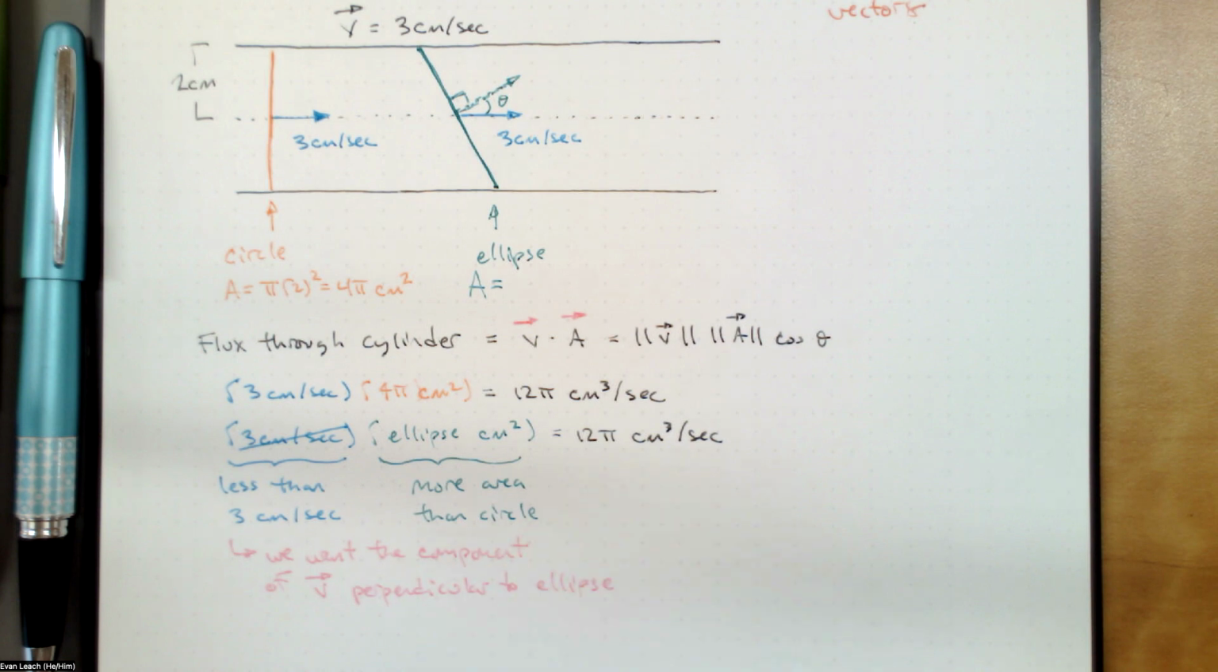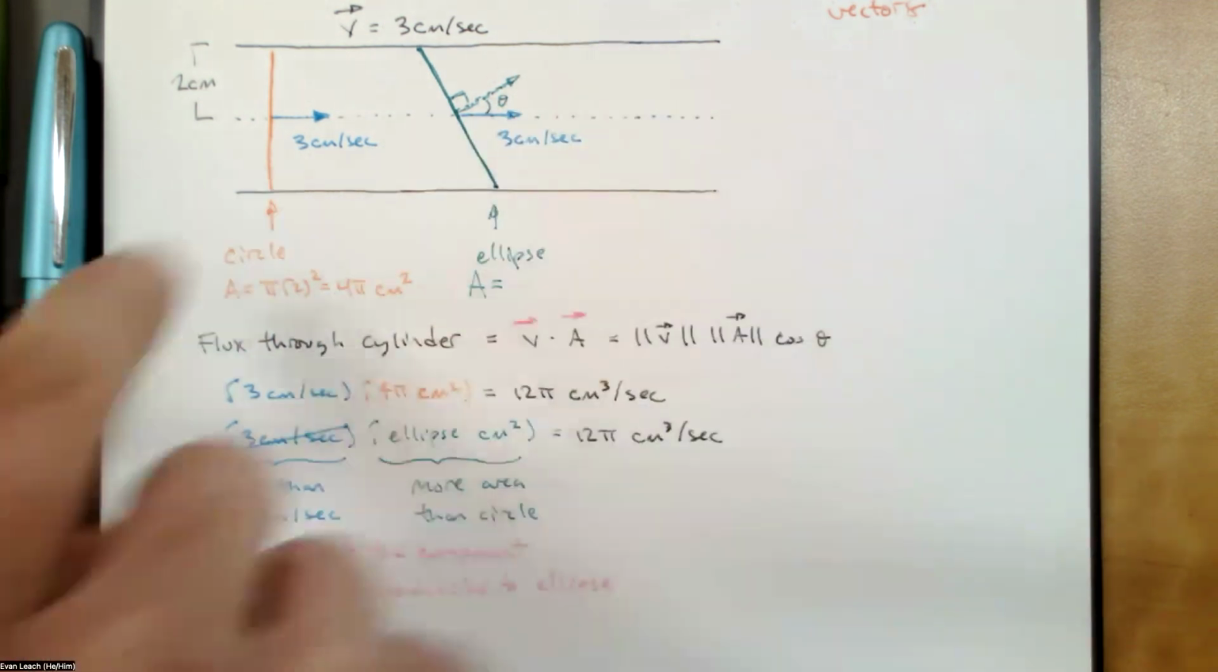Since this 12 pi has to stay in balance, and I'm multiplying my velocity by the cosine of pi, that means I'm going to be dividing my area by the cosine of pi. That's multiply by 1, divide by the other: divide one factor, multiply the other factor. And that's why we can conclude that the area of the ellipse is 4 pi over cosine theta.